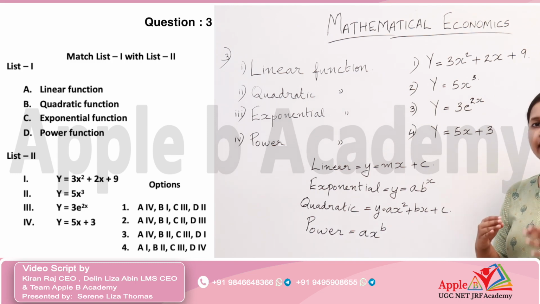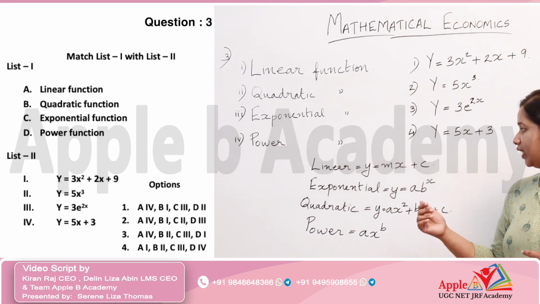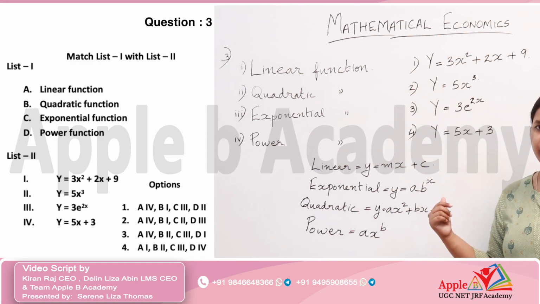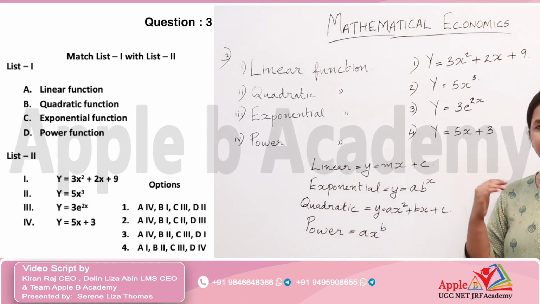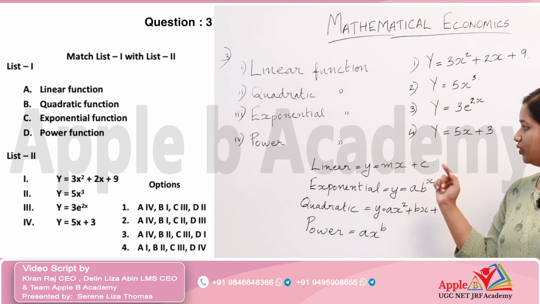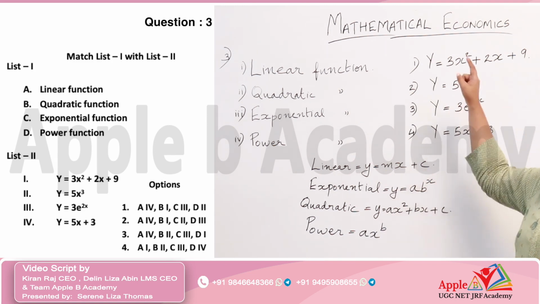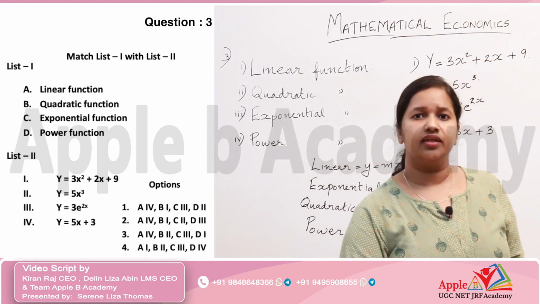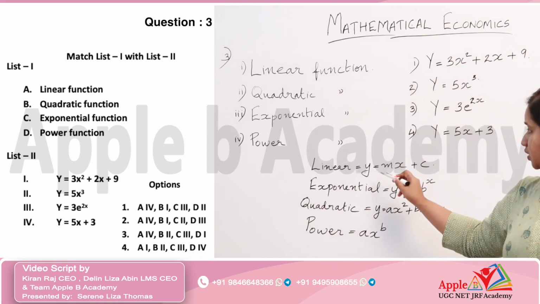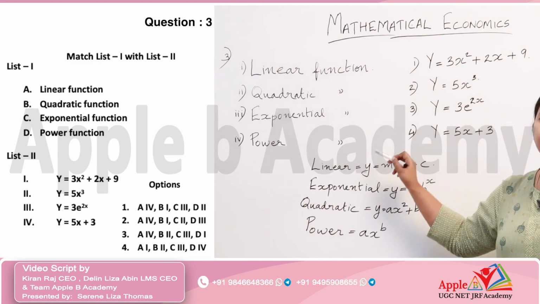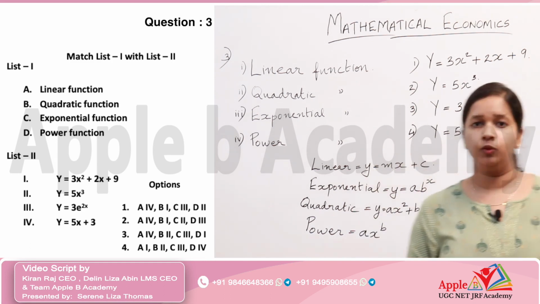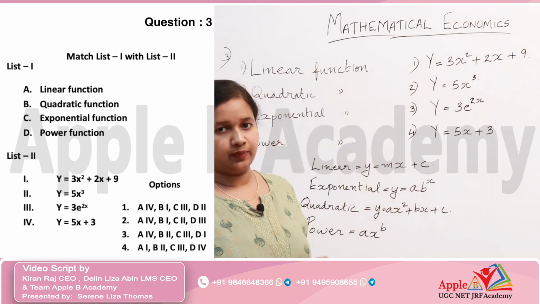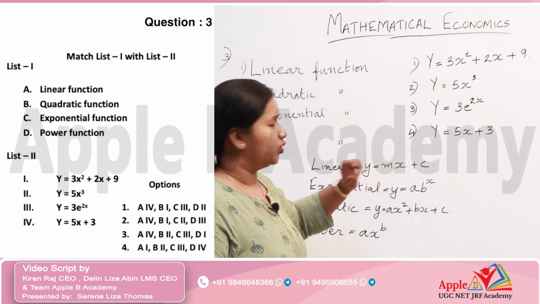We know that a linear function is written as y is equal to mx plus c. When you say a linear function, we know that when you draw the graph of this particular equation, we get a straight line. Now let us look here, which equation is represented in this form, y equal to mx plus c. The first one, y is equal to 3x square plus 2x plus 9, is not represented in this form.